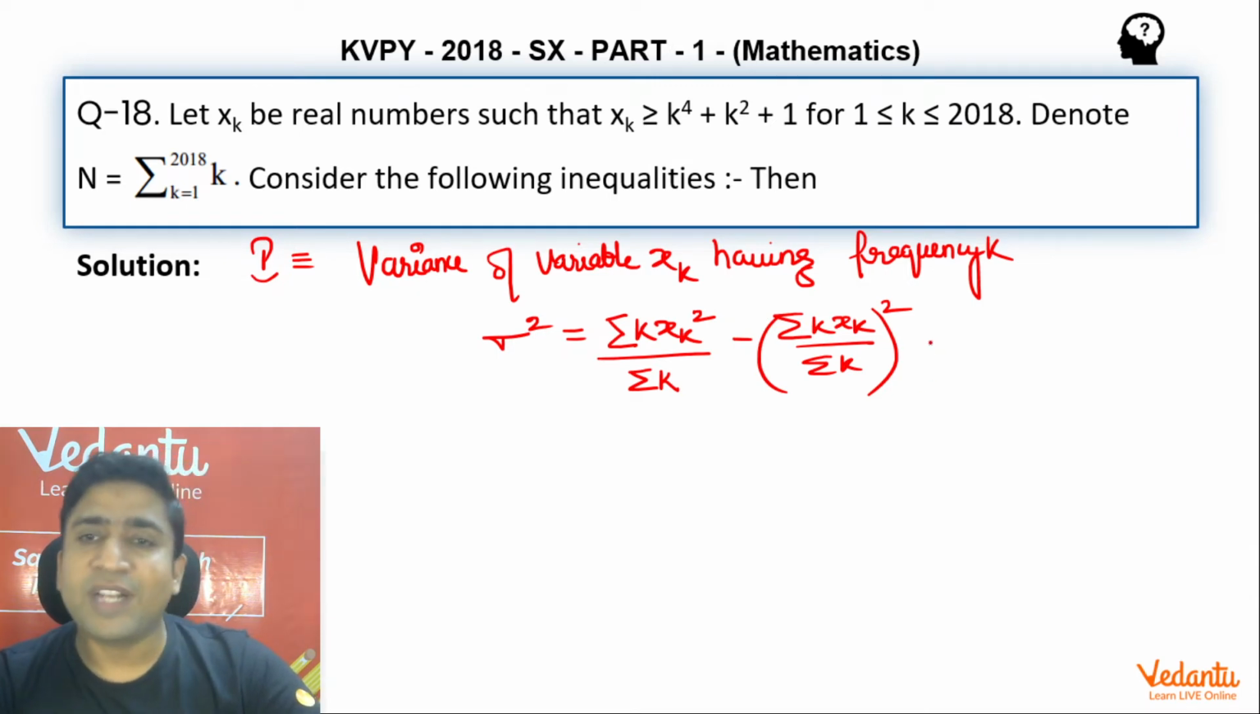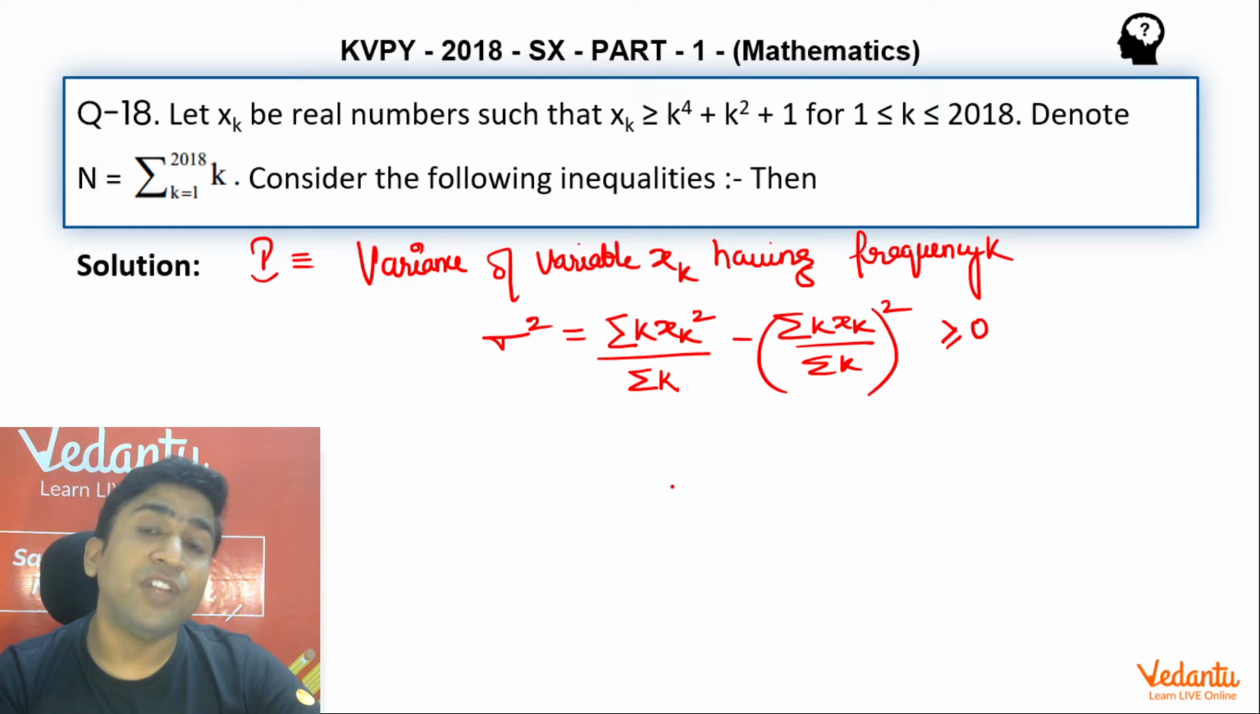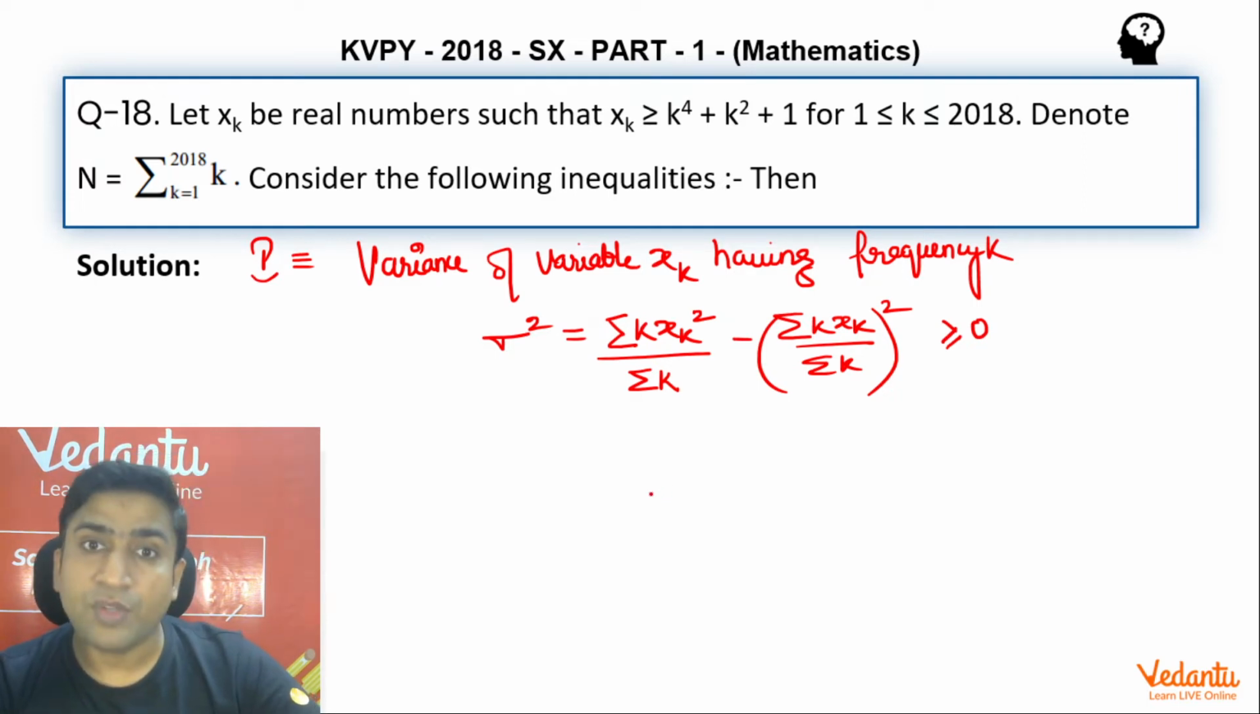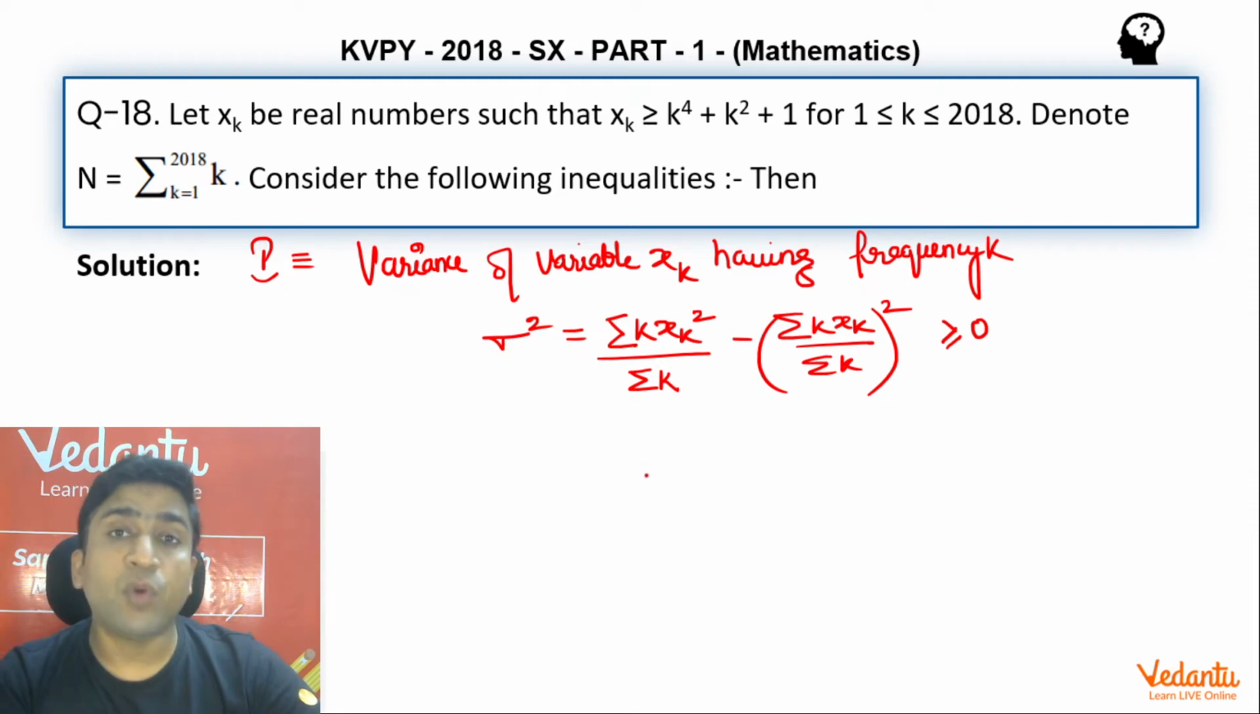If it is sigma square, guys, I can safely say that this value is always going to be greater than or equal to 0. I'm sure all of you are able to understand this point. Basically, I'm trying to recall the definition of variance, but I'm justifying the variable as xk having frequency k. On that very basis, if I try to write down the value of variance, this is what I'll get.